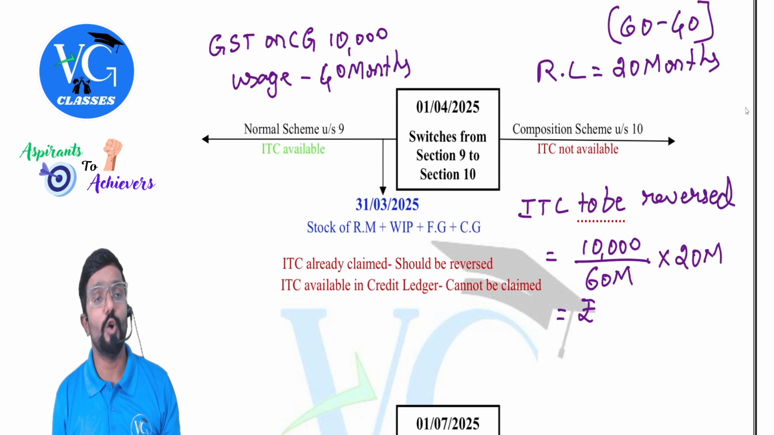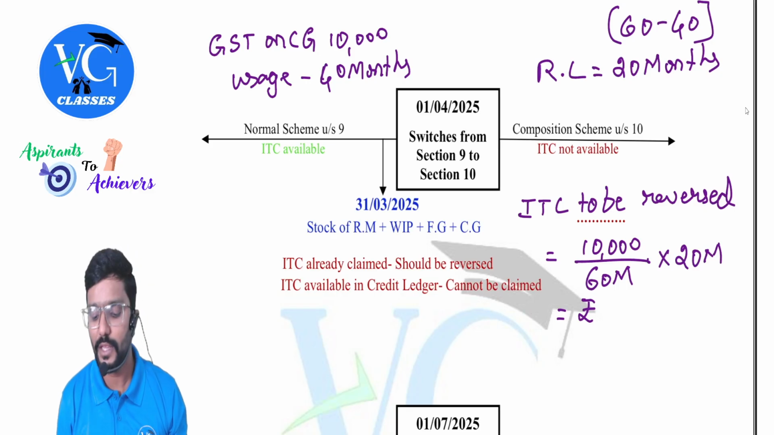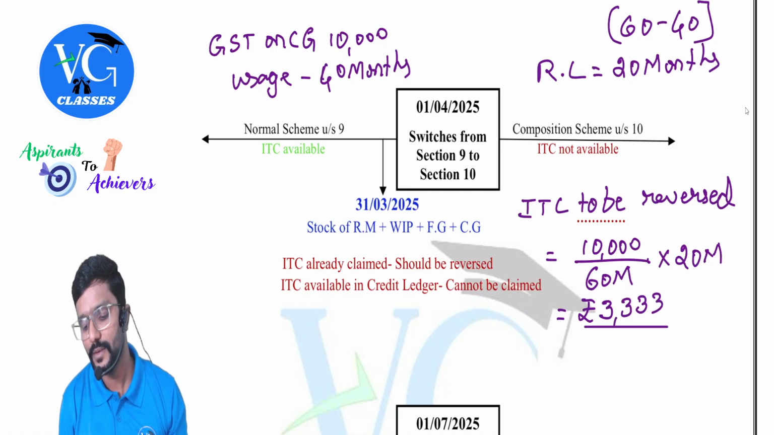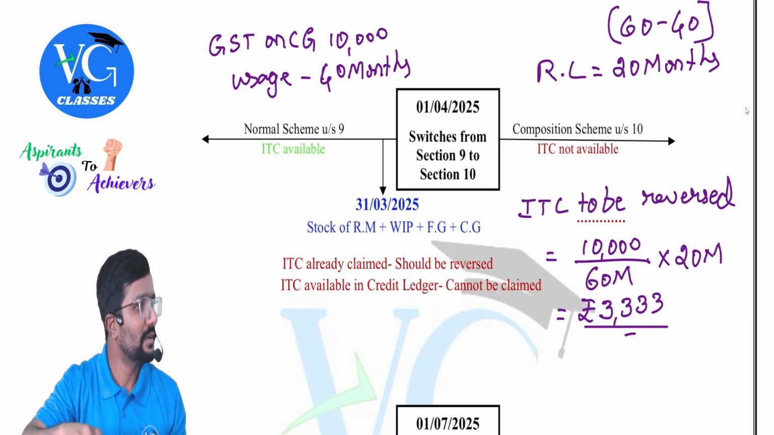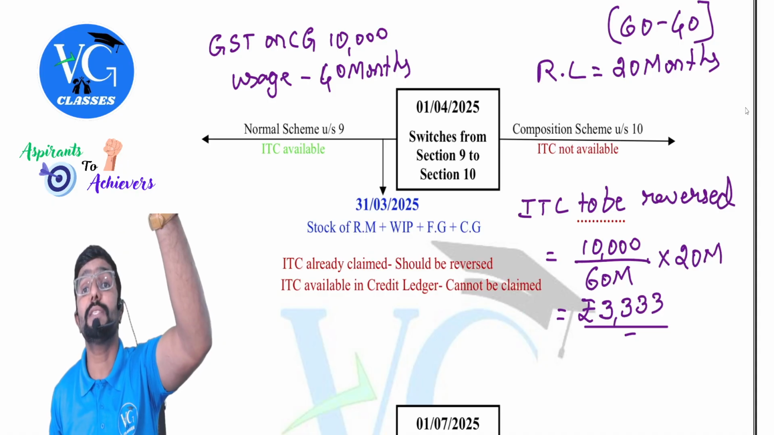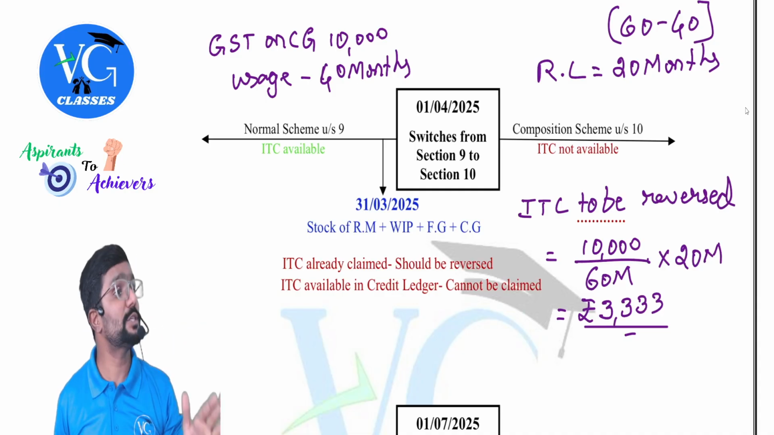10,000 divided by 60 into 20. 3,333 has to be reversed. Already 10,000 has been claimed. How much has to be reversed now?